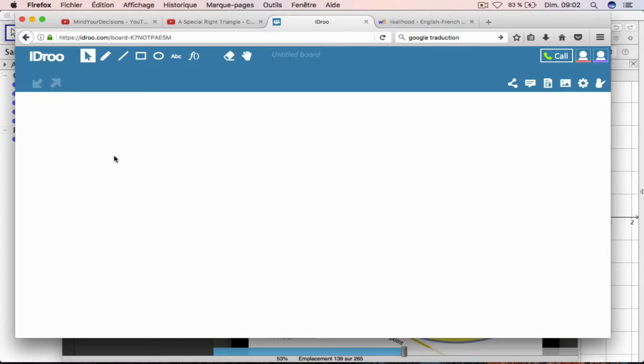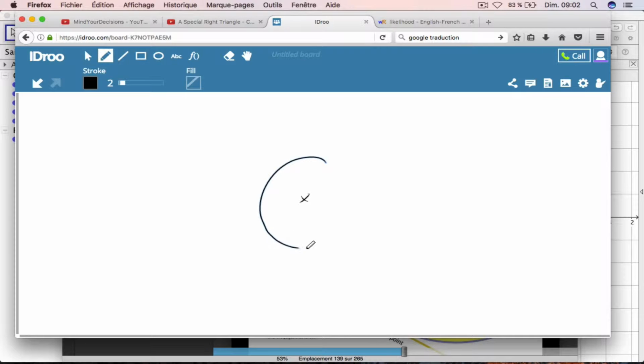Today I will talk about circles. So what is a circle? A circle is a set of points at the same distance from a center. So here we go. Here is a center, and we've got a set of points at the same distance. This distance is called the radius. But how can we compute this distance?